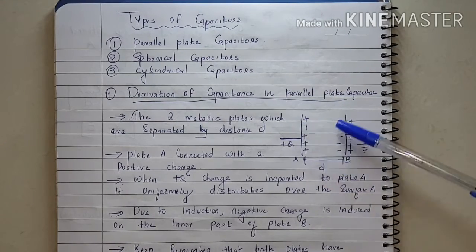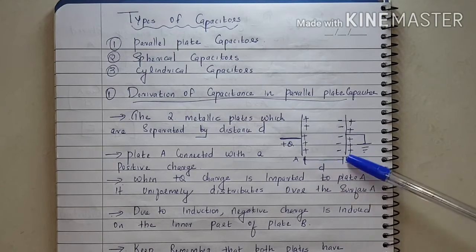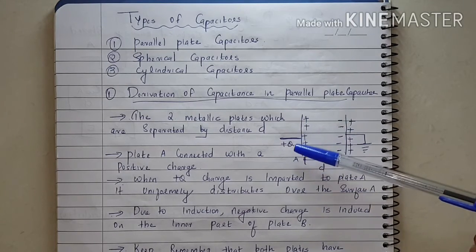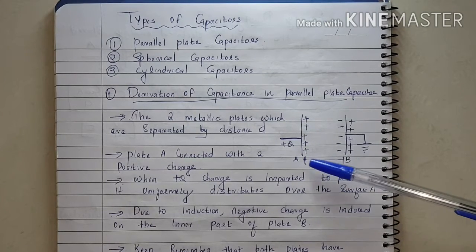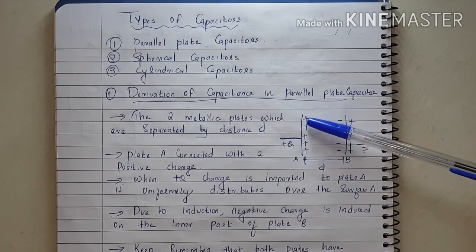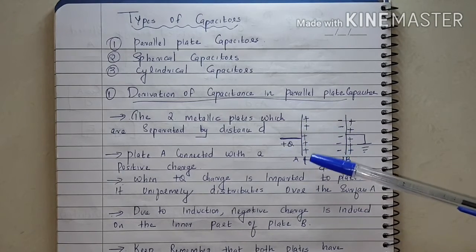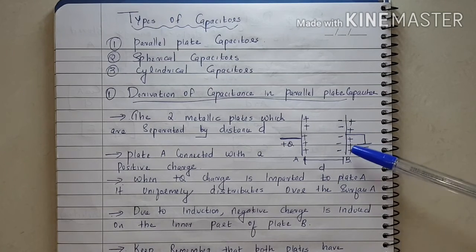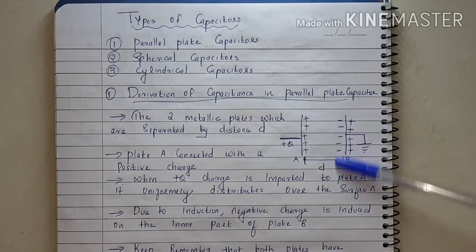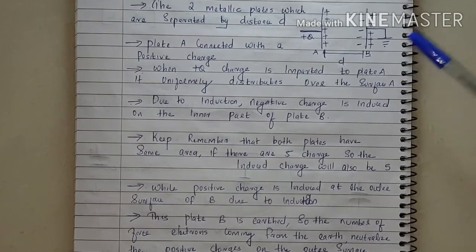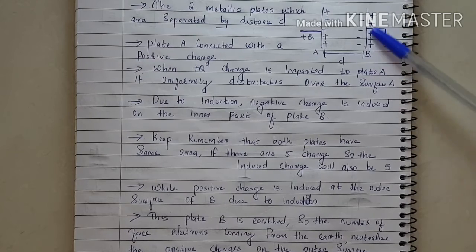There are 2 metallic plates which are separated by a distance d, and plate A is connected with a positive charge, that is plus Q. When positive charge is imparted to plate A, it uniformly distributes over the surface A, and due to induction, negative charge is induced on the inner part of plate B. And also due to the same reason, that is due to induction, positive charge is induced at the outer surface of plate B.